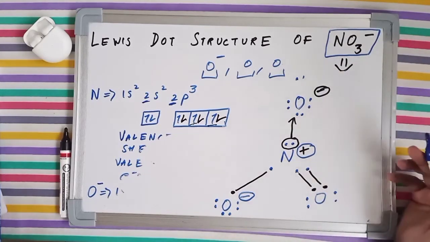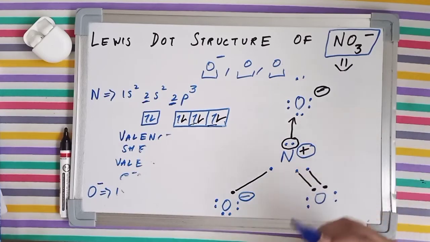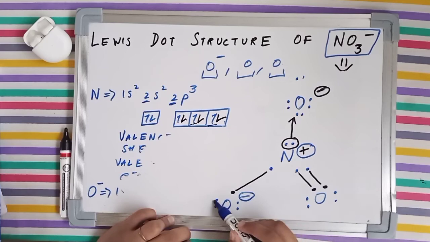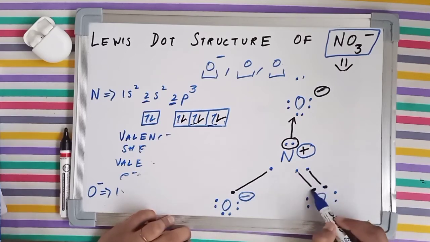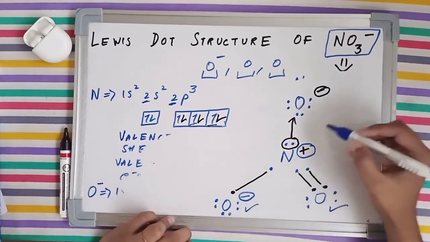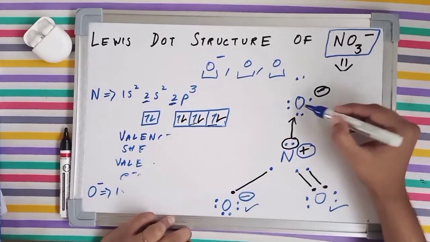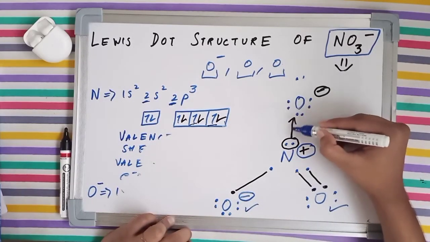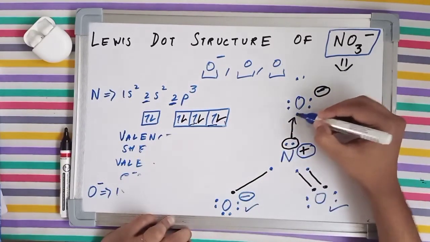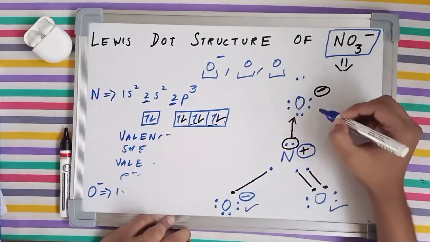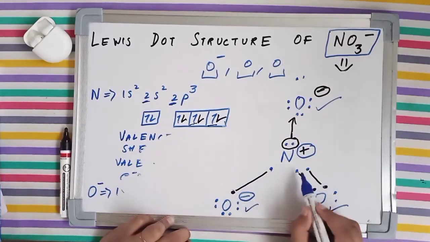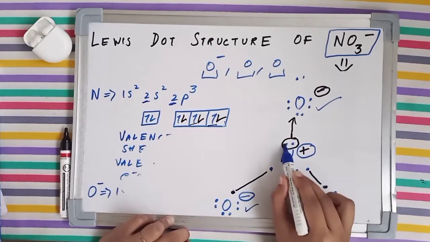So let's count the number of electrons after bond formation. For O minus, 1 2 3 4 5 6 7 8. For this oxygen, 1 2 3 4 5 6 7 8. These two have completed their octets. Talking about this oxygen, 1 2 3 4 5 6, and the coordinate bond also has 2 electrons, so 1 2 3 4 5 6 7 8. Okay, so this oxygen has also completed its octet. Talking about nitrogen, 1 2 3 4 5 6 7 and 8.